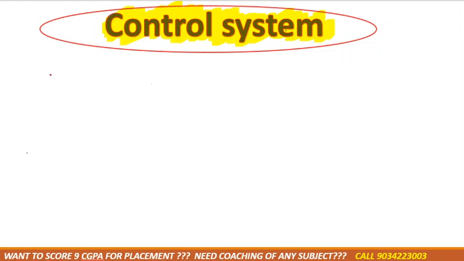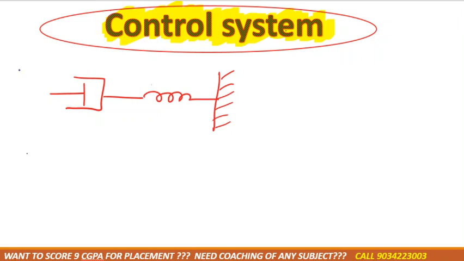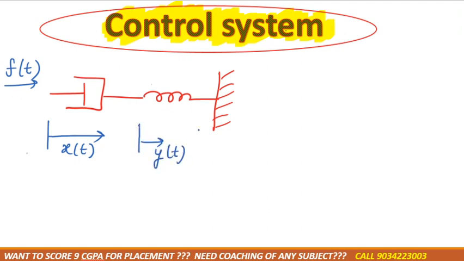Now see the numerical based on your tute. They have given the damper like this, connected with the spring, and the spring is connected with the fixed point, right? They have applied force f of t in this direction, then there will be displacement x of t, then the spring will be displaced by y of t, and you need to calculate Y(s) divided by X(s), that is the transfer function, correct? Now see how we can determine the transfer function for this case.